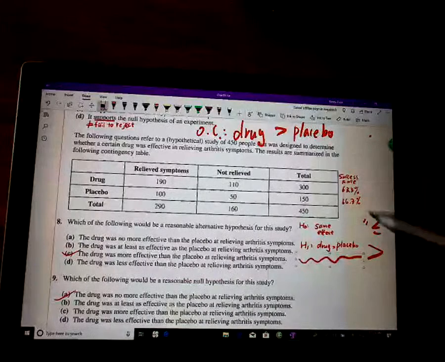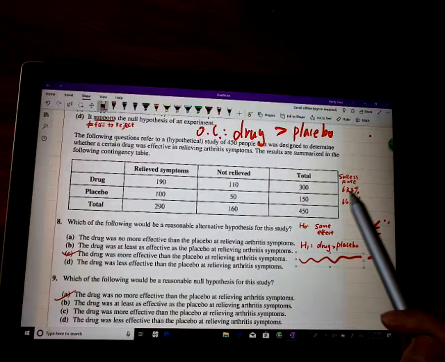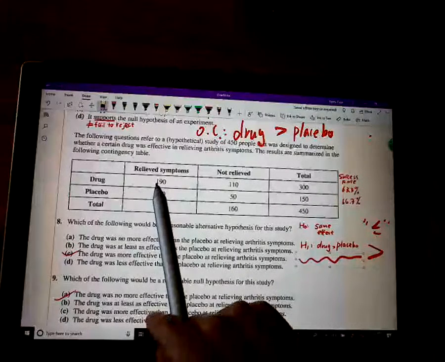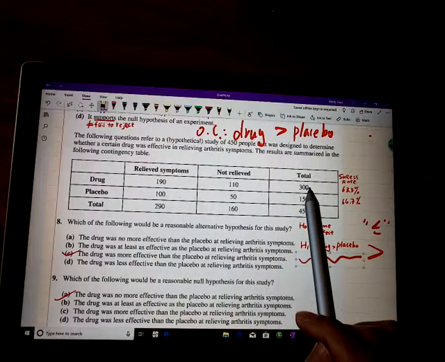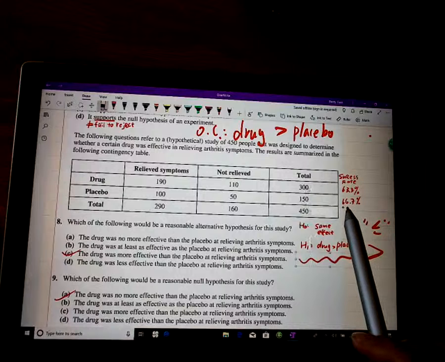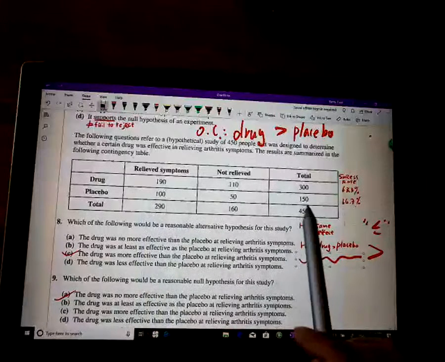From the table, we can see that for the treatment group, the success rate is 63.3%. How is that? You use 190 over 300. Okay? And the success rate for the placebo or control group is 66.7%. You use 100 over 150.